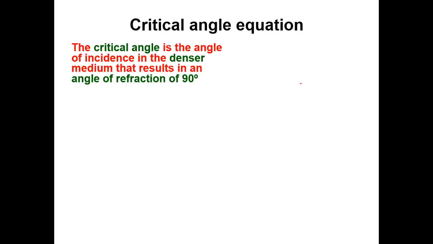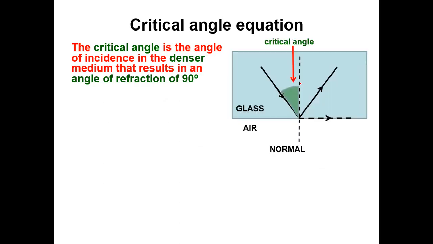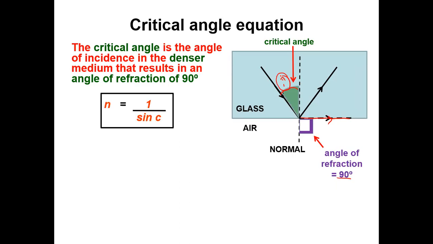Okay, so what's the critical angle? Critical angle is the angle of incidence in the denser medium for which the refracted angle is 90. So you can look over here that this is the incidence angle, and you can see that the refracted angle over here is 90 degrees, right? So that angle of incidence is known as the critical angle. And the formula is n equals 1 over sine c. Actually, the formula is n equals sine r over sine c.